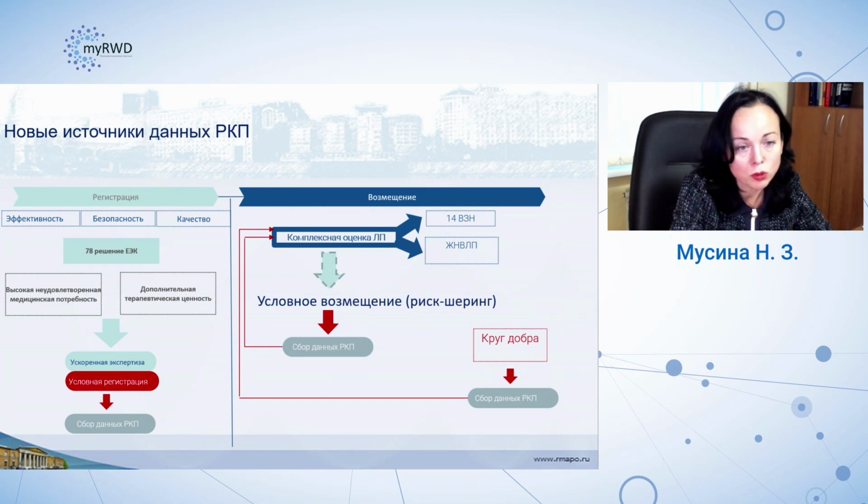Also, we have mechanisms of faster track registration. And this is also a source of data collection. And we need to connect these two processes with the risk sharing. If we have conditional registration, we must have a risk sharing.